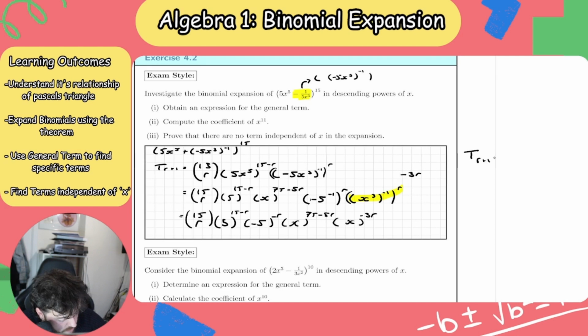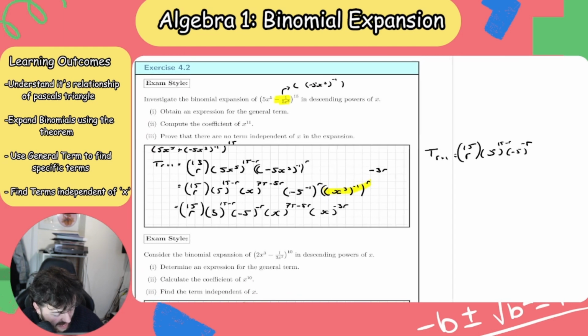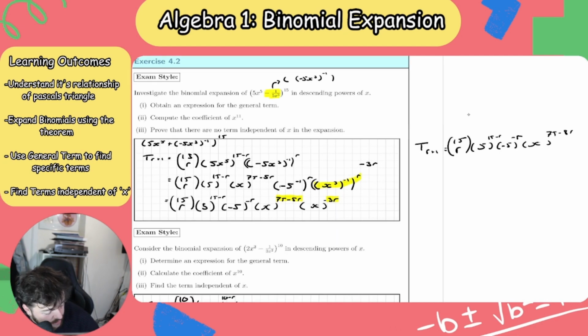So t r plus 1 is going to be equal to 15 choose r times 5 to the power of 15 minus r times minus 5 to the power of minus r. And then add these pairs together. So 75 minus 5r minus 3r is going to give me x to the power of 75 minus 8r. And that is my general term.